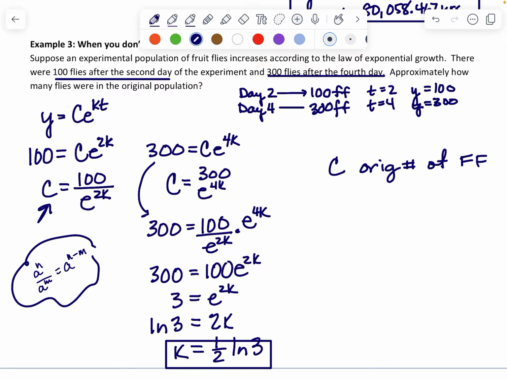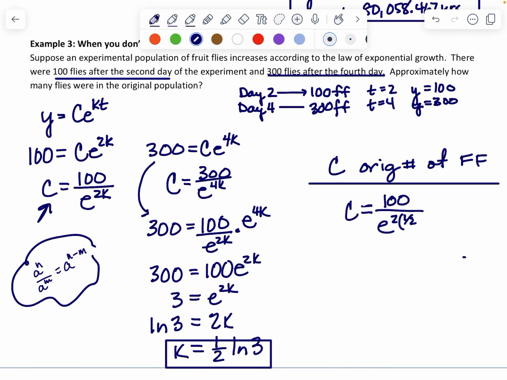All right, so if you recall, oh, I'm missing a line there. I could have sworn there was a line there before. Somebody absconded with my fraction line. All right, so that's the end of the day bell, but I'm going to keep going. So we have C is equal to 100 over e to the 2 times k. k is 1/2 ln of 3. Oh, this is too beautiful, right?